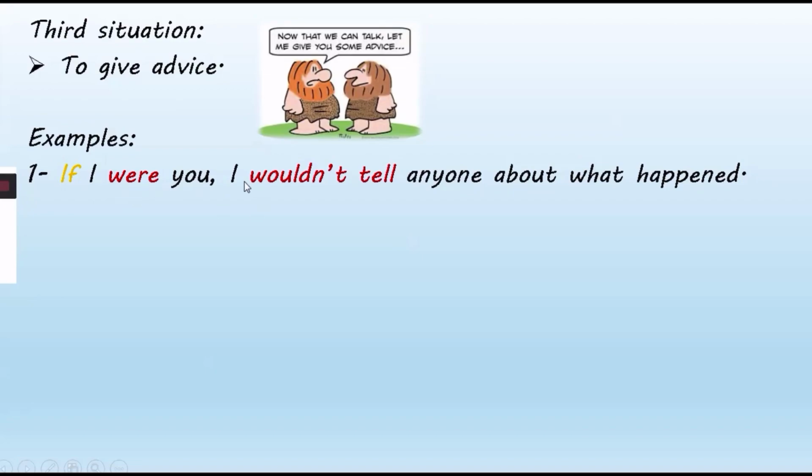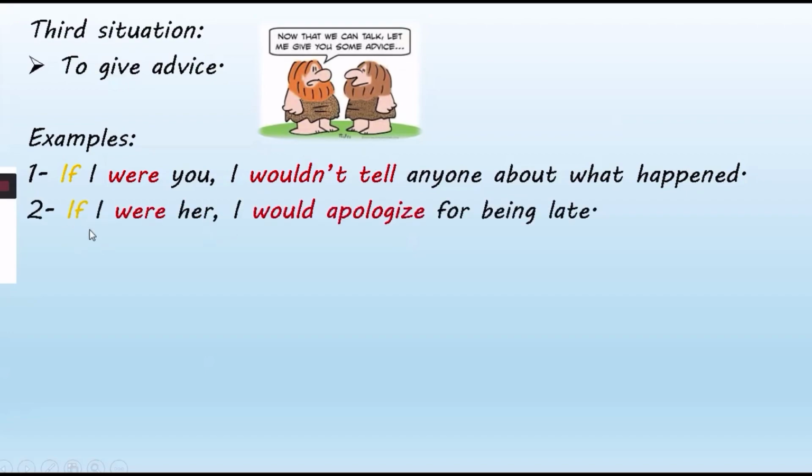Then in the main clause, what do we have? We have the subject, wouldn't tell you. So you're going to use would and the base form of the verb. Then one more example. If I were her, I would apologize for being late. Okay, so again we have in the if clause, if followed by the subject, then were. In the main clause, subject, then would, then the base form of the verb.